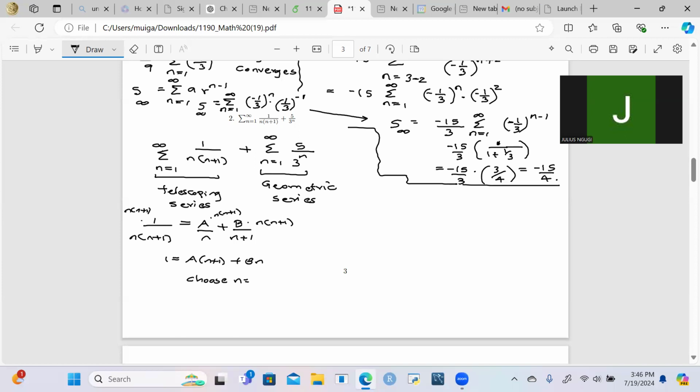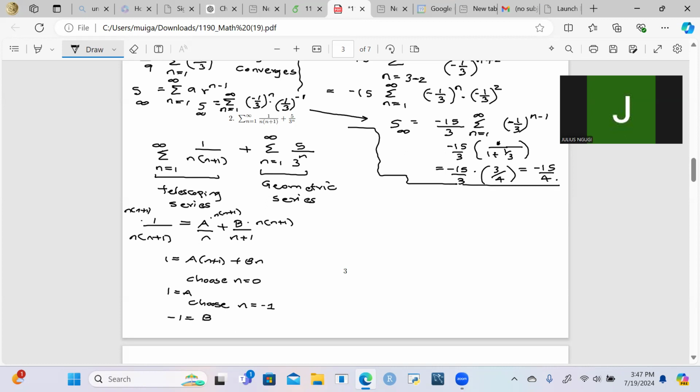So we choose n equals 0. We'll be eliminating b, and we have 1 equals a, or a equals 1. If we choose n equals minus 1, we will eliminate a, and we have 1 equals minus b. So b equals minus 1.